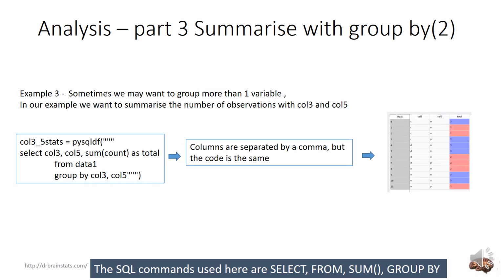Our next example of group by. Sometimes we may want to group more than one variable. In our example, we want to summarize the number of observations with col3 and col5. So before we have our select statement, which includes col3, col5, and our sum open bracket count close bracket. But in our group by as well, we've now got col3, comma col5. And this is our results. You can see that col3 has all the C values and all the different values for col5 and so on.